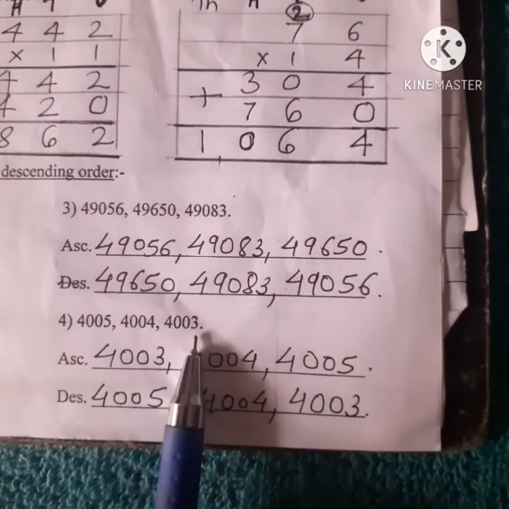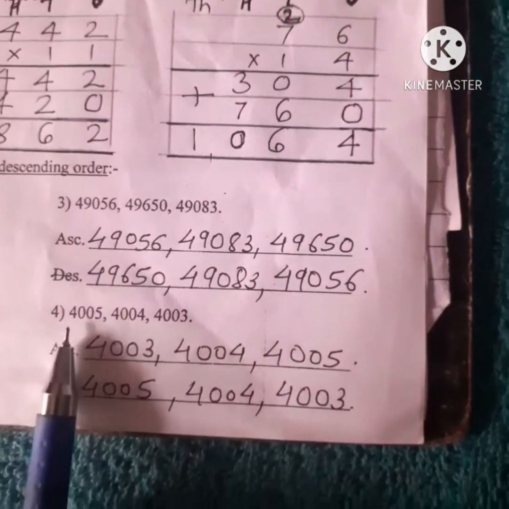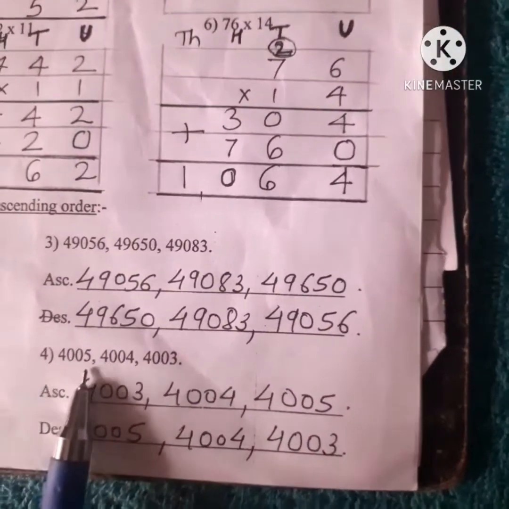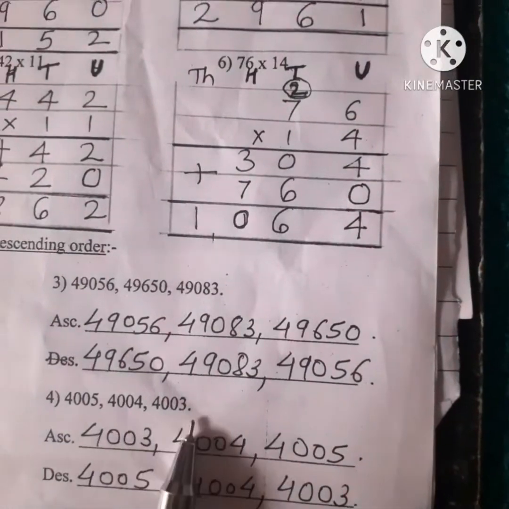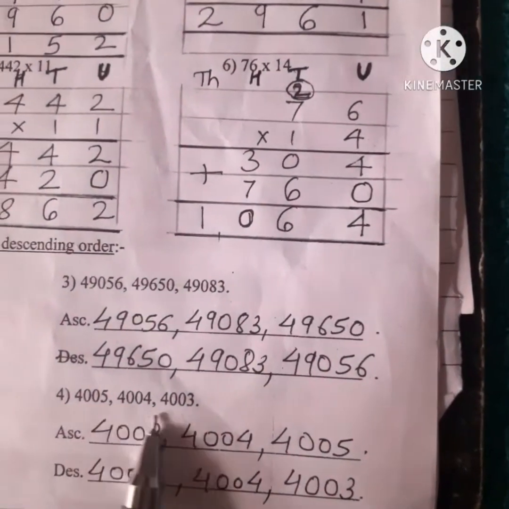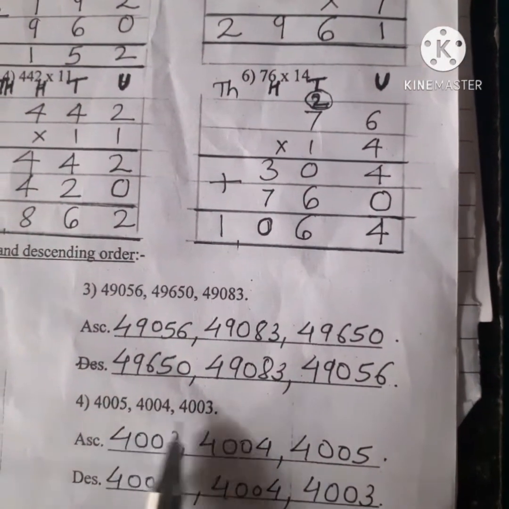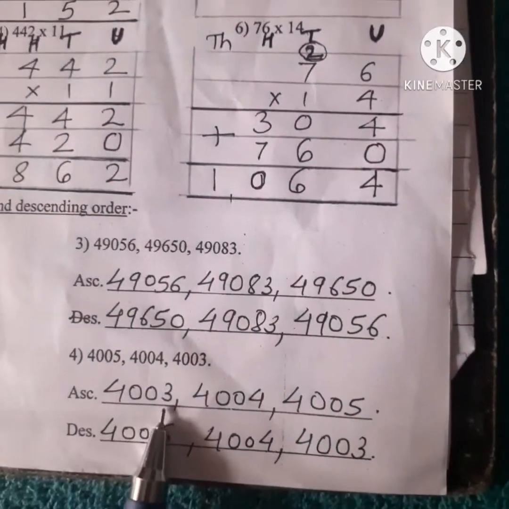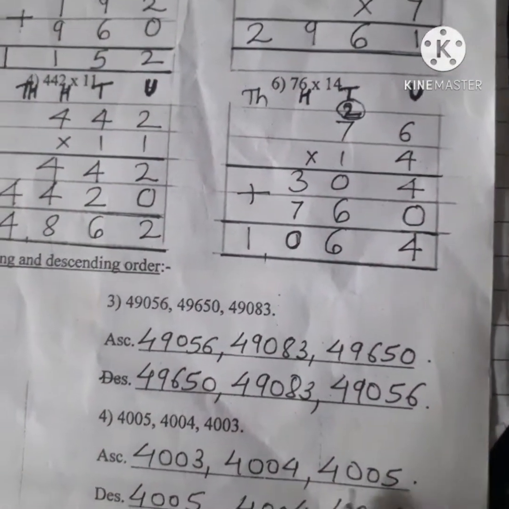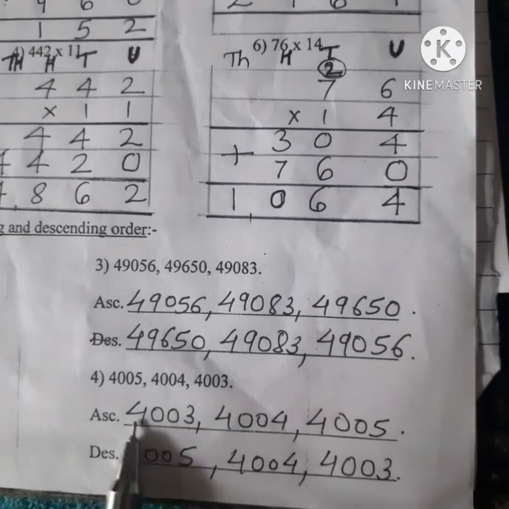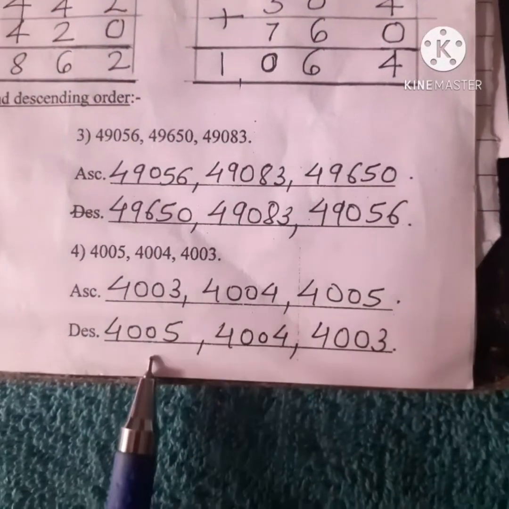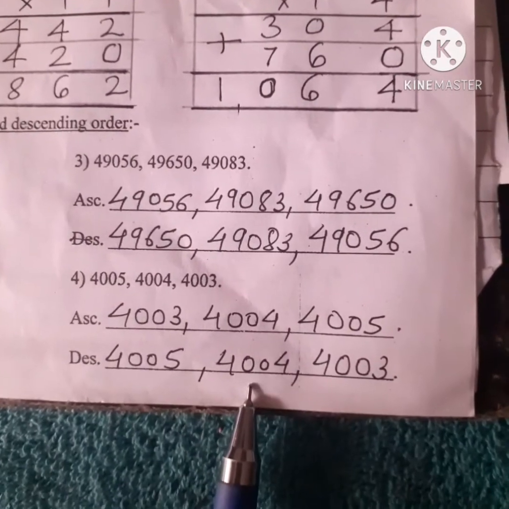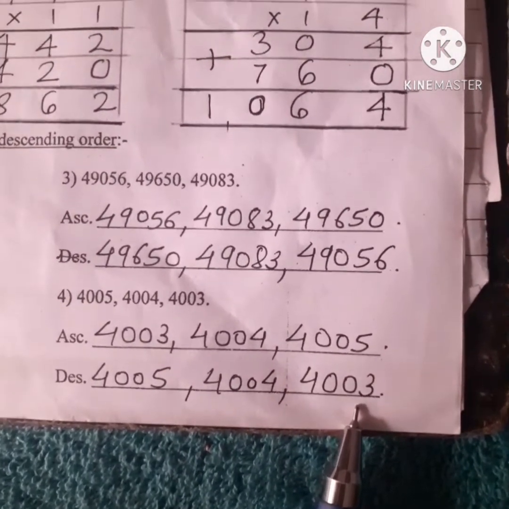4,005, 4,004 and 4,003. This is very easy. See here. You can see units, tens, hundreds, thousands. Thousands place is same. And hundreds place same 0. Tens place again 0. You have to see only units place. So units place the smaller number is 4,003. Then 4,004. And the last number is 4,005. Smaller to bigger. And then in descending order you will see bigger to small. That is 4,005, 4,004 and 4,003. Clear? Okay.